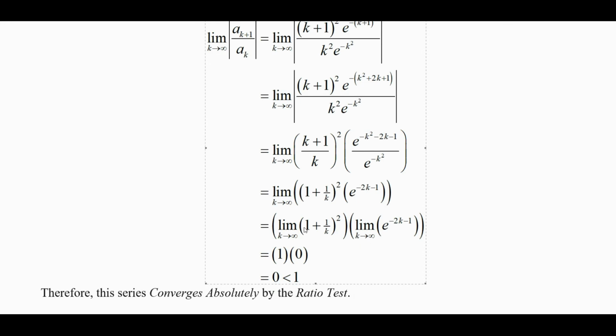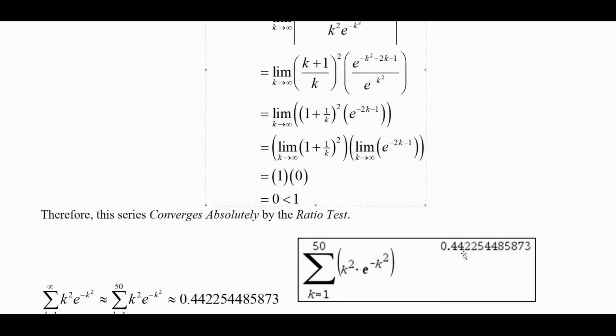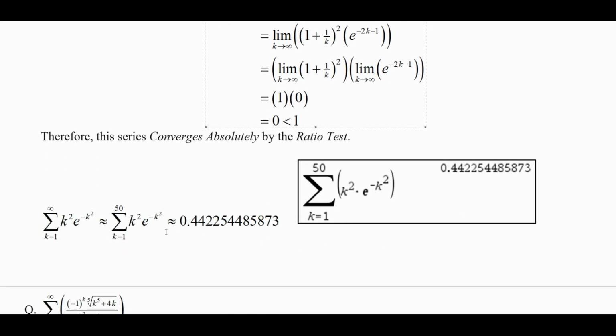Well, this first limit goes to 1. When you distribute the k here, you get 1 plus 1 over k. The 1 over k part goes to 0, so this is 1 plus 0 is 1, squared is 1. But this e to a negative power, as the power approaches negative infinity, that whole thing approaches 0. 1 times 0, of course, is 0. So this approaches 0. That's, again, less than 1. So that converges absolutely by the ratio test. We can approximate by adding up the first 50 terms, which I did here on a calculator, to get about 0.44.